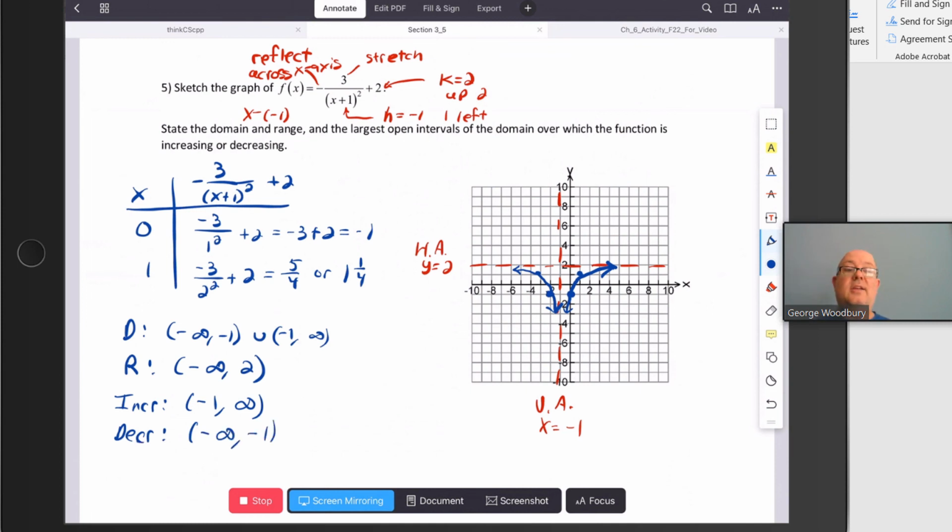All right, those are a couple of examples of the function 1 over x squared. In the next video, we'll start talking about slightly different rational function graphs.